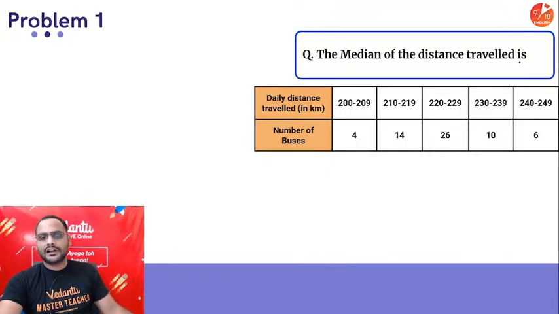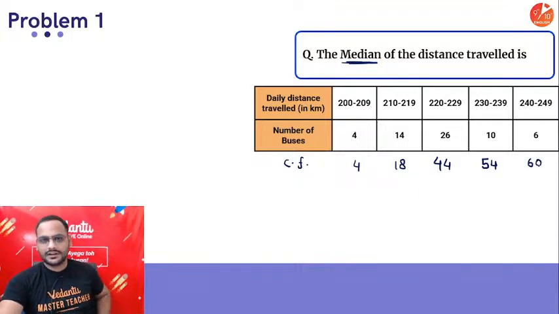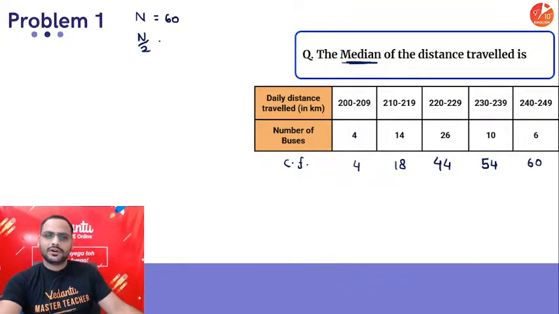Median of the distance traveled. Median beta, we have to find out the median over here, है ना. तो median के लिए you guys would be knowing that we need to find out the cumulative frequency. So we'll be keeping it 4 plus 14, 18 plus 26, so 44 plus 10, 54 plus 6, 60, right? Correct. So n is 60, n by 2 will be what? 30.